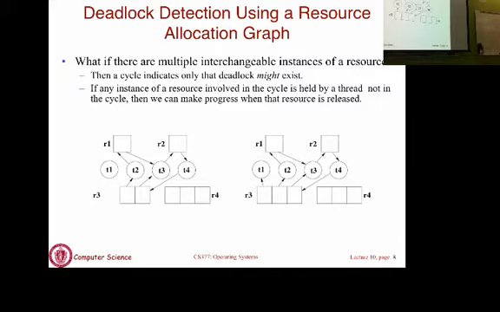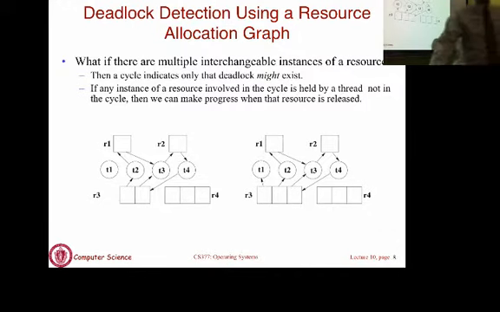So this should tell you that just because there is a cycle doesn't mean there's a deadlock. There are sometimes cycles where you can still make progress. So it's not a sufficient condition, it's a necessary condition. Will the other cycle result in a deadlock? In this case, there is no way to make progress. This is simply a generalization of the previous case where there's only one instance.